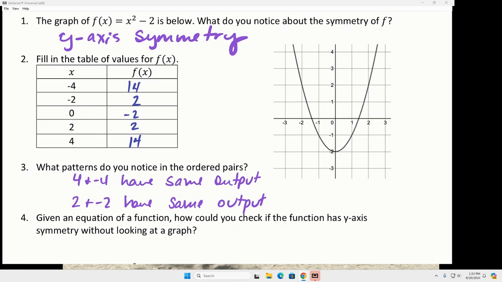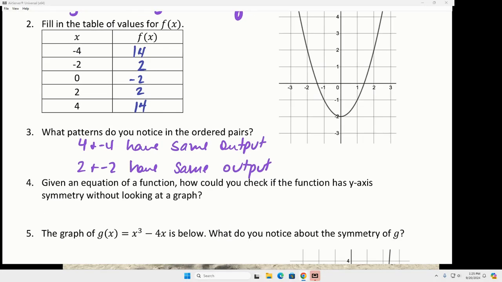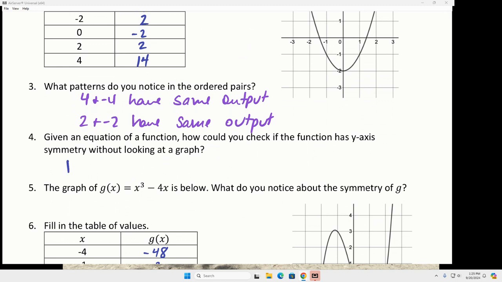All right, so let's say you were given the equation of a function similar to this, but you didn't have the graph, and you were trying to decide if it had y-axis symmetry. Can you think of a way you could do that? Just to check. All right, it's fine. What you can do is plug in opposites and see if you get the same value.